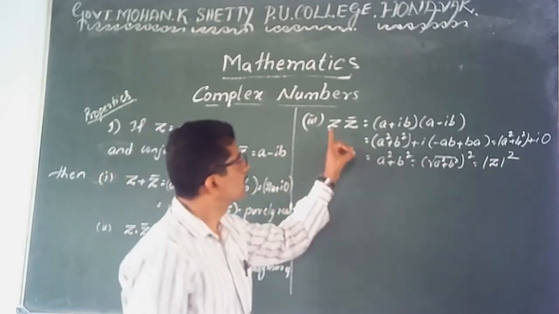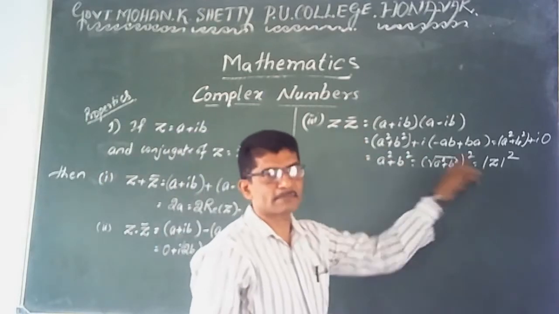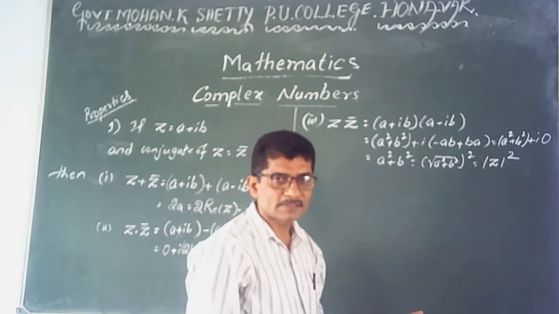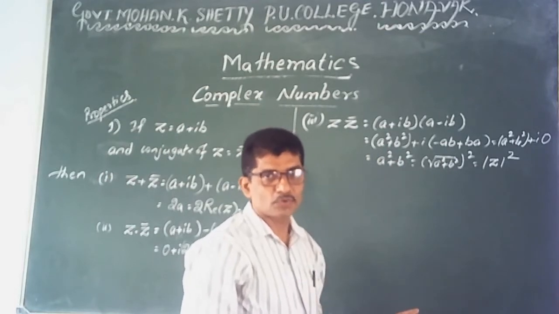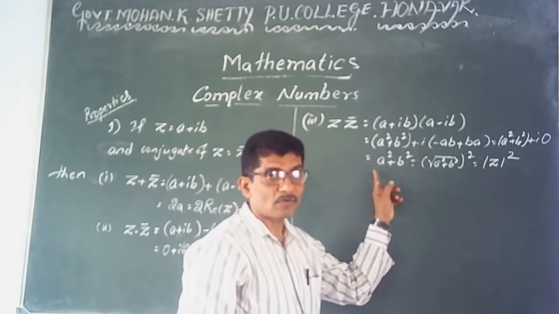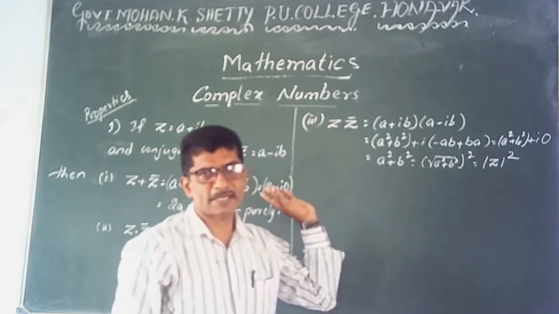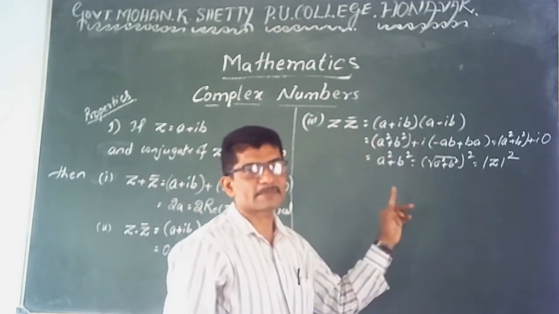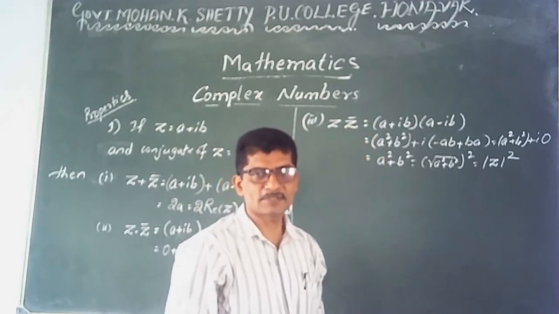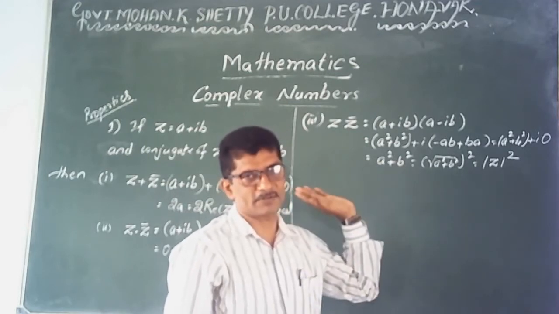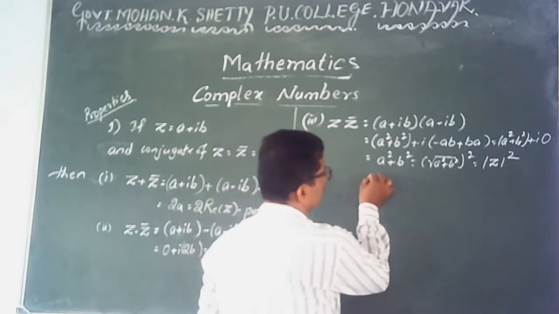Therefore, the product of two complex numbers, a square plus b square, is always purely real. This one is real and it is always positive, greater than or equal to 0. If both a and b are 0, its value is 0. Otherwise, this value is not equal to 0. It is always greater than 0. That one is the product of two complex numbers.